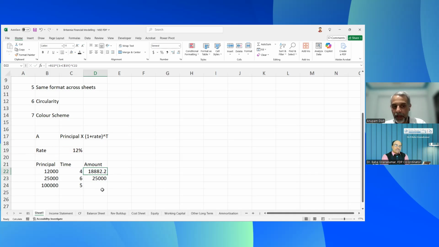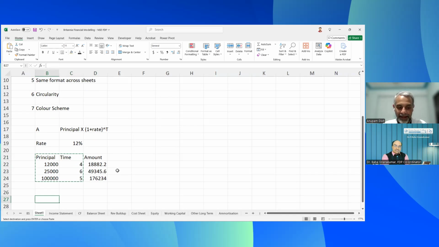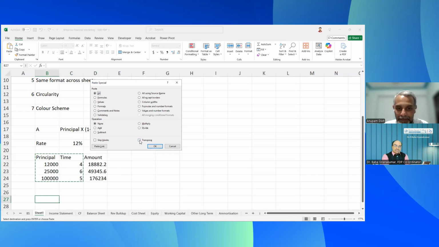So let's see. Now, if I copy this formula down, what we are observing is that we are getting the reference of this 12% all the time, right? Why? Because we have put a dollar here. Now, I will show a different case. I'll just copy these values, put them here, and take a transpose of these, right? So I will transpose these values here.